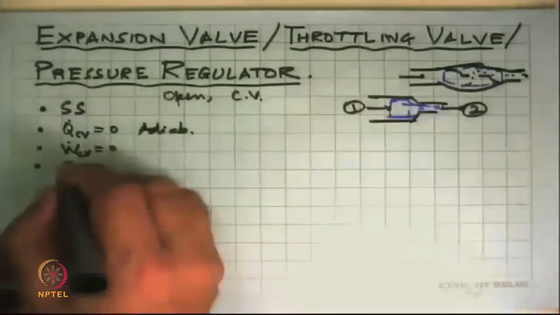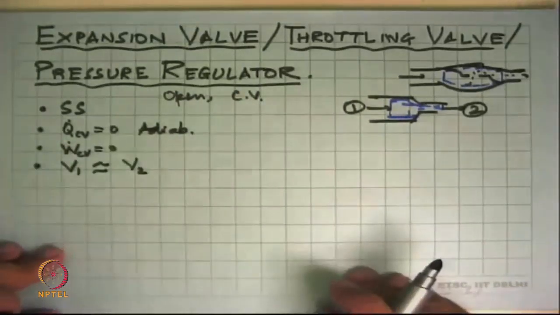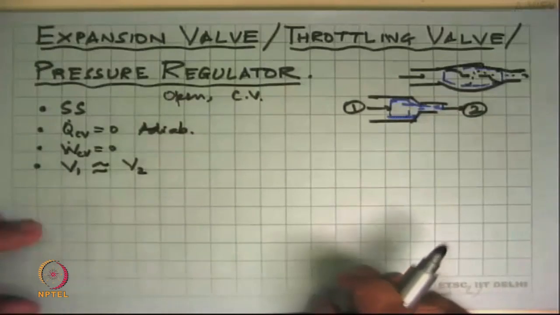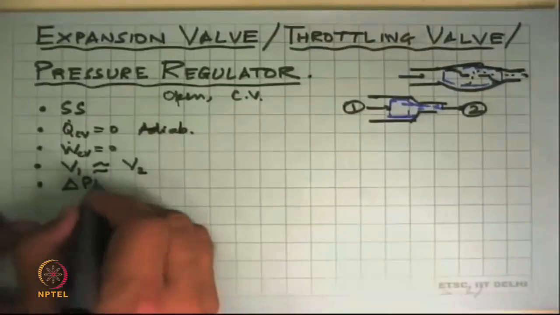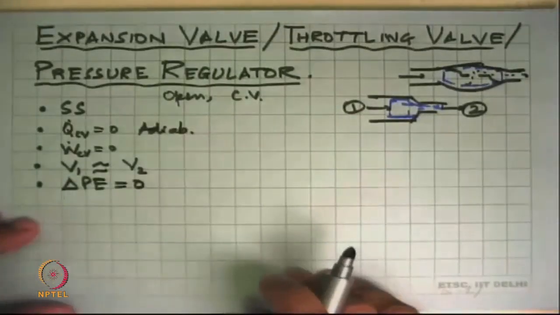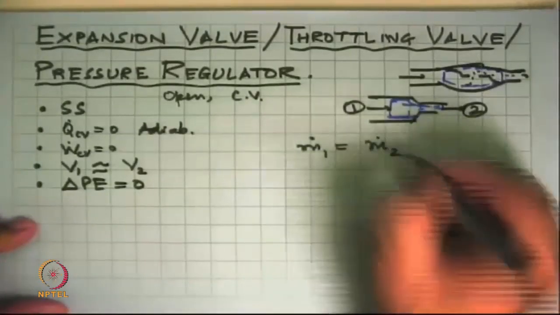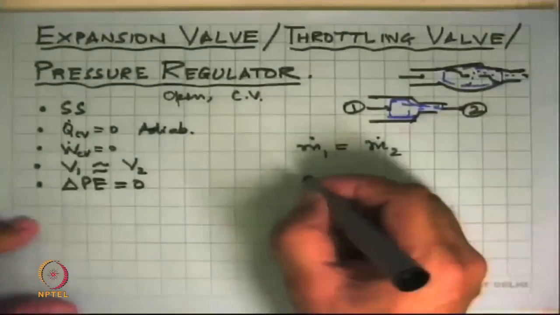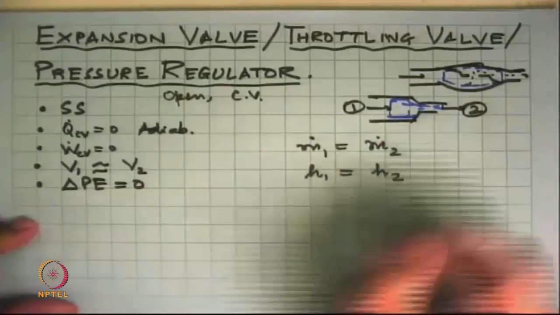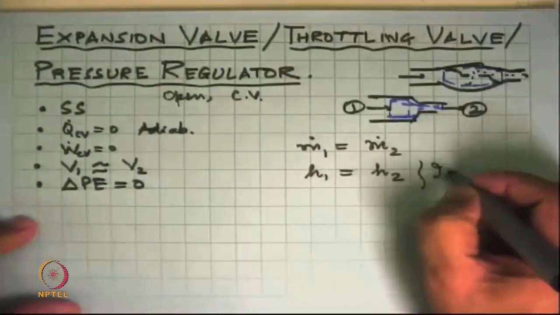Then we also say that here velocity at the inlet and outlet are comparable. They are not very drastically different, so it's not like a nozzle in any sense. And of course it's a very small device in most cases, and we can say that changes in potential energy are zero. So the conservation of mass equation tells us that m dot 1 is equal to m dot 2, and the conservation of energy tells us that H1 is equal to H2. And so this type of a process is isenthalpic.